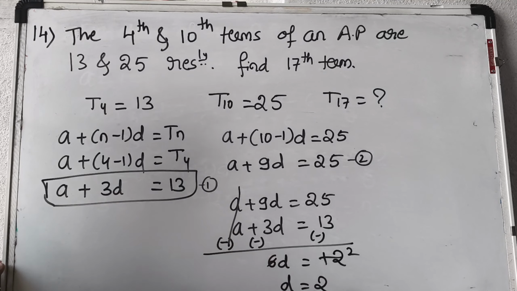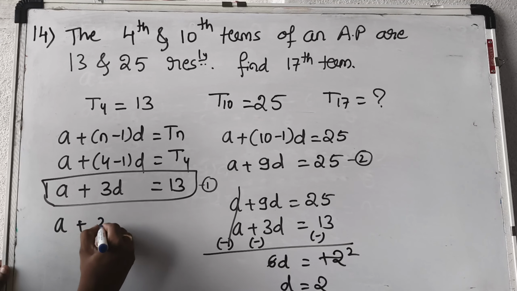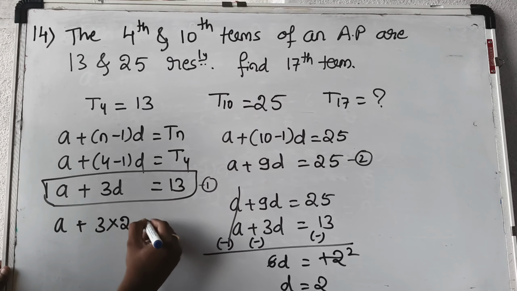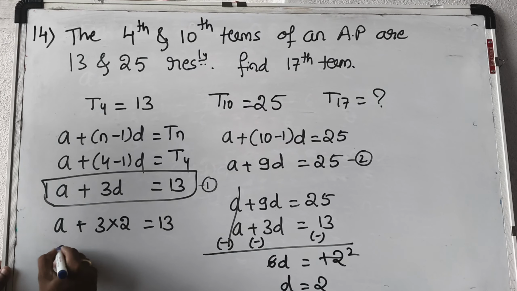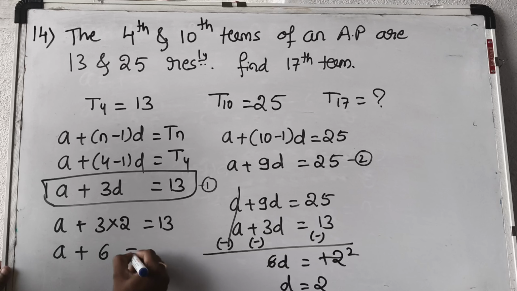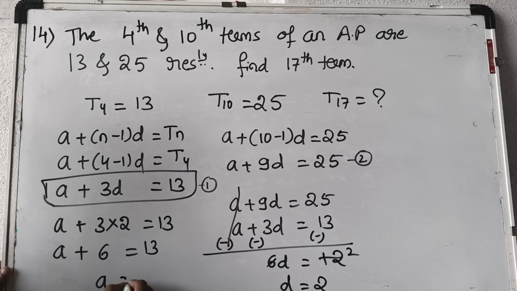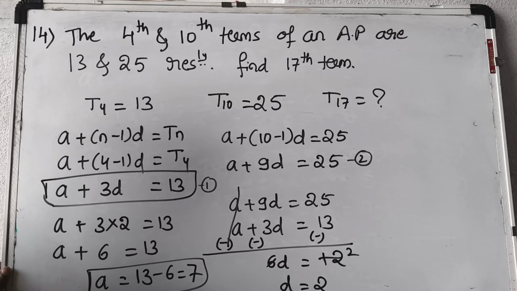Now you substitute this d value in any of the equations. In equation number 1, I am putting 3 into 2 is equal to 13. a plus 6 is equal to 13. Take plus 6 to the other side, it becomes minus 6. 13 minus 6 is equal to 7. And the value of the first term is 7.